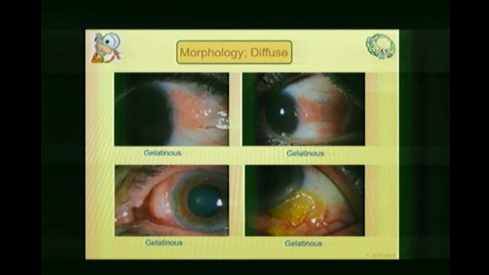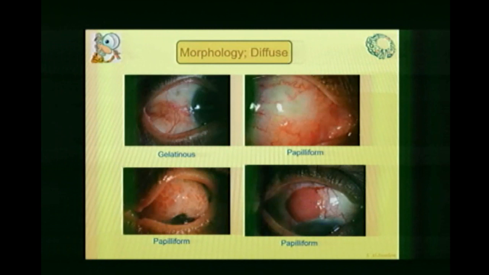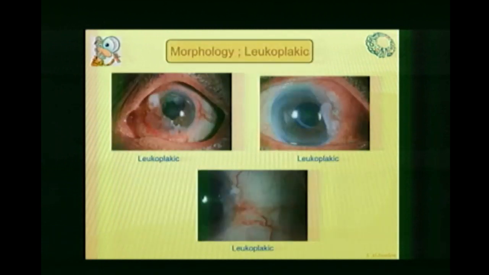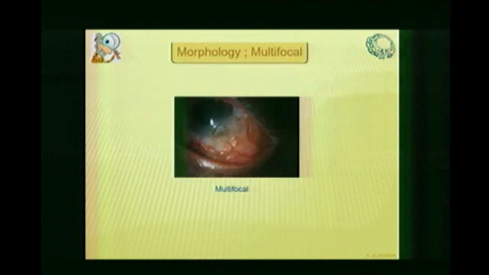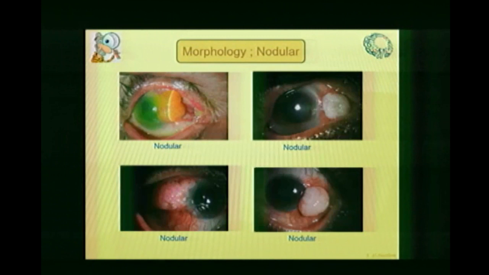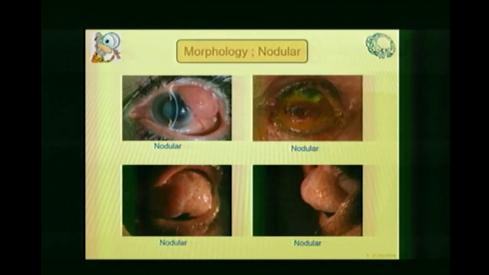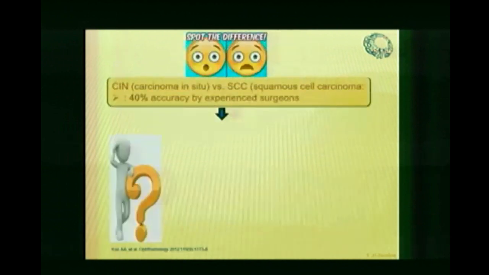This is the modern ocular surface diseases. So it can present in different ways, morphologically. It can present as a gelatinous mass, as you can see in all these pictures, or papilliform, or leukoplakic, where there will be a lot of keratin dominating the lesion itself. It can be multifocal with different foci, or could be nodular, of different sizes. And by the way, all these images are from KKESH patients. And nodulars, again, you can see, can be small, can be large.